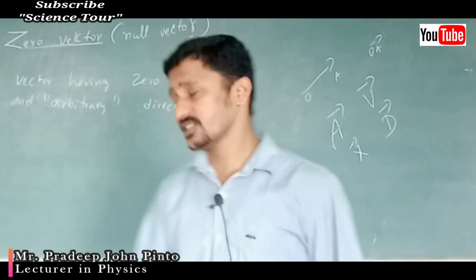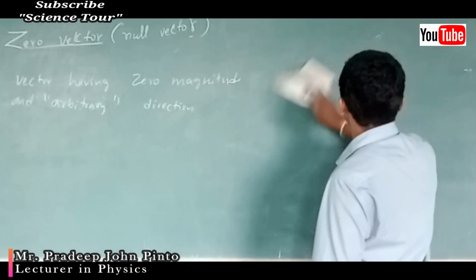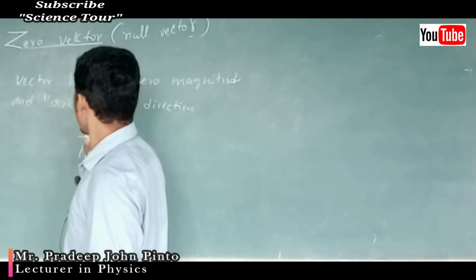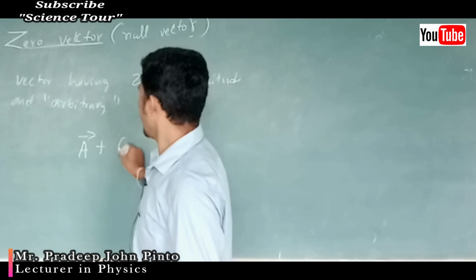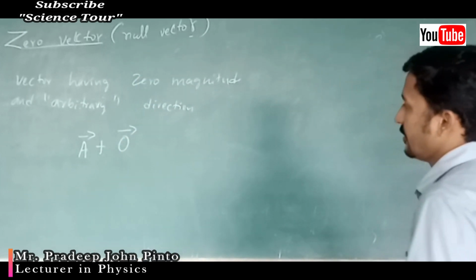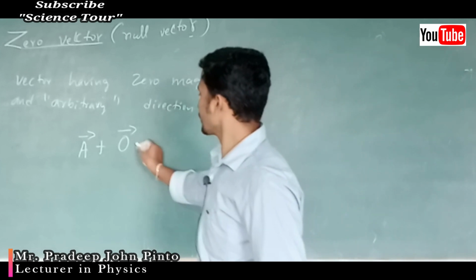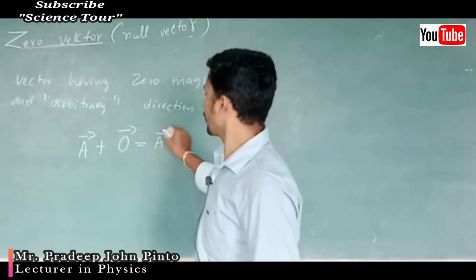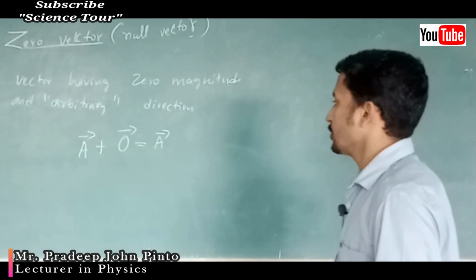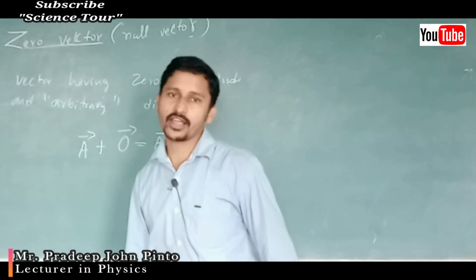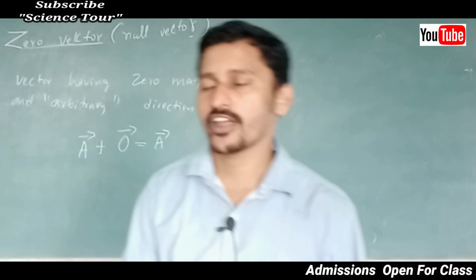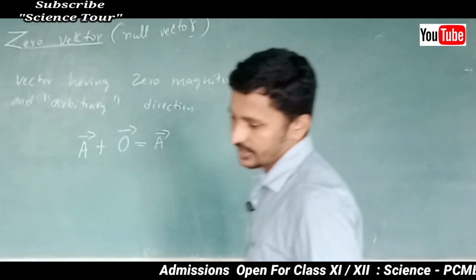Now if any vector is given to you and you add the null vector to it, you write it this way. If you add nothing, what are you going to get? You will be the same as before. If you are not going to study, you will be the same as before. Adding the null vector means adding nothing, whereas studying means adding something, some vector, some direction.